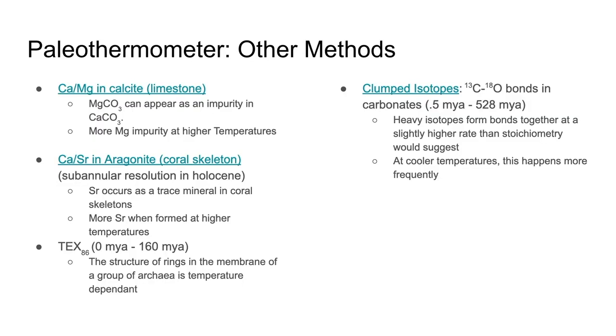If we want to look back over longer periods of time, we can look at TEX86, which looks at the structure of rings in an archaea, which is a prokaryotic cell that is temperature dependent.